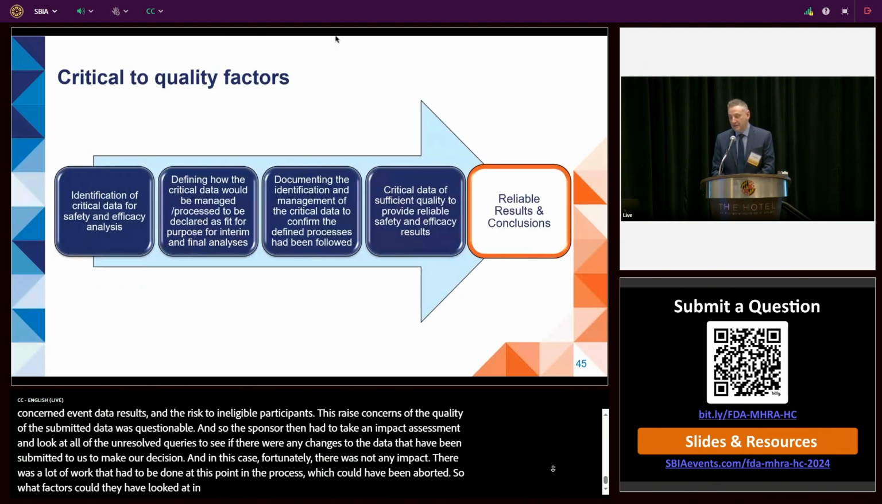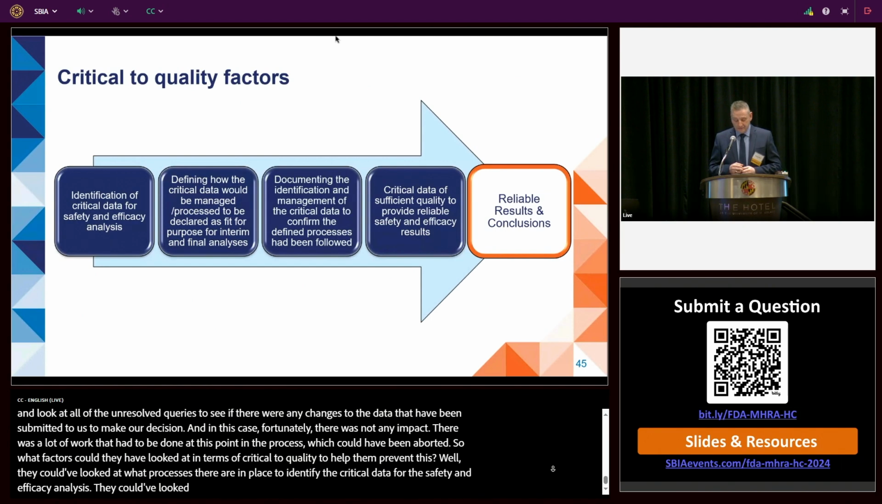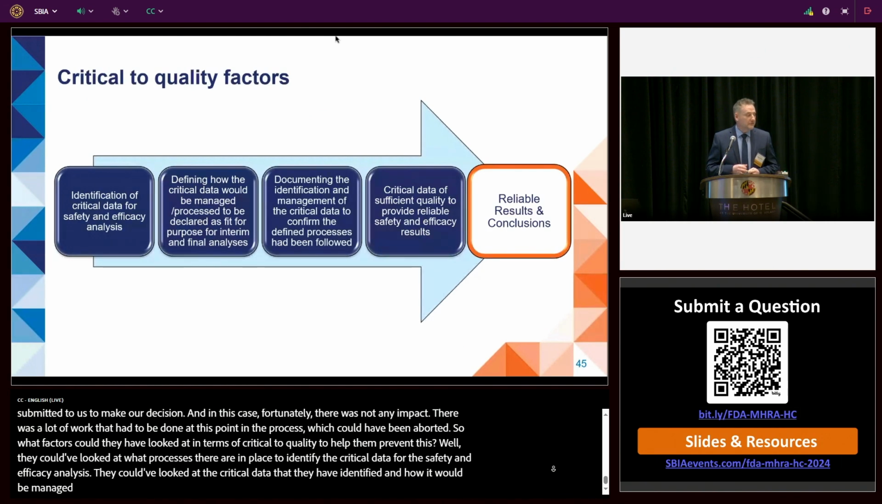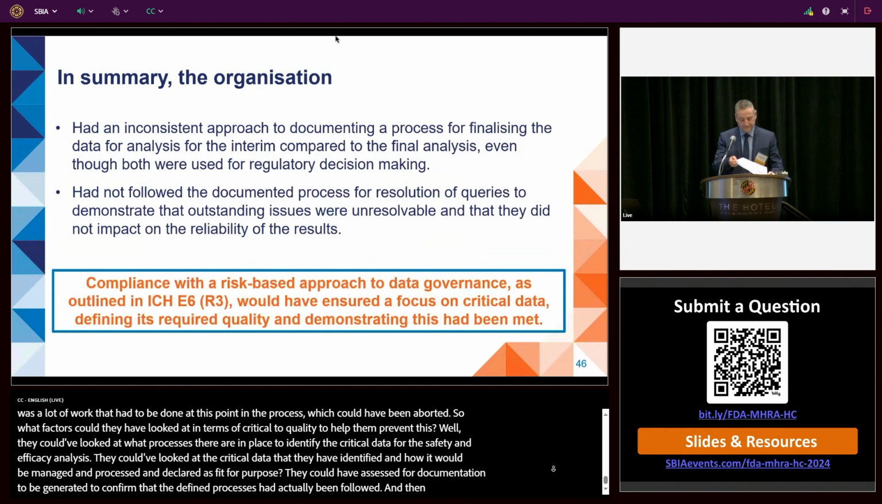Well, they could have looked at what processes are in place to identify the critical data for the safety and efficacy analyses. They could have looked at how the critical data that they've identified would be managed and processed and declared fit for purpose. They could have assessed what documentation would be generated to confirm that the defined processes actually had been followed, and then whether the critical data of sufficient quality would provide reliable results.